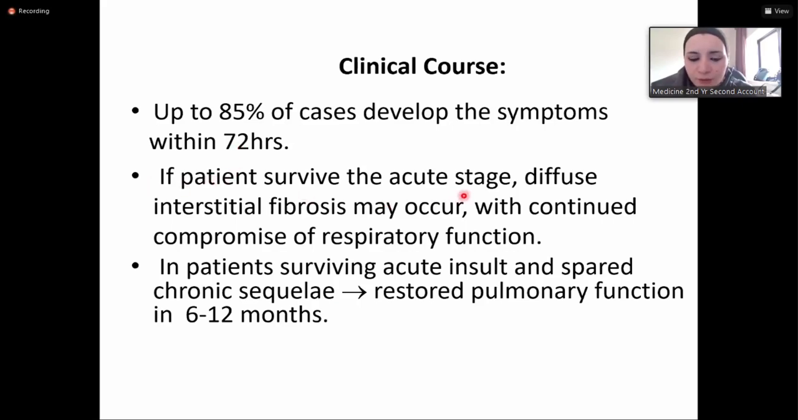If patients survive the acute stage, diffuse interstitial fibrosis may occur with continued compromise for respiratory function, زي the organizing phase اللي شفناها. Patients surviving acute insult and they spare the chronic sequelae, ما بصير في عندهم chronic sequelae, may return to normal function within 6 to 12 months. حكينا, it's dependent on the etiology, dependent on the severity of the acute respiratory distress syndrome and the status of the patient.